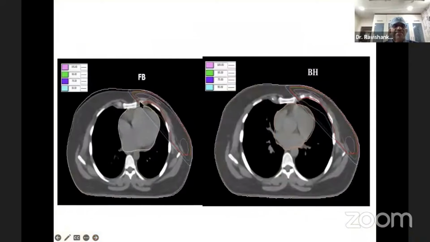So this is free breathing. You see, this amount of heart is included in your field of radiation. So definitely that contributes very high dose to the heart. This is breath hold. You can see very little amount of heart is included in your field of radiation.